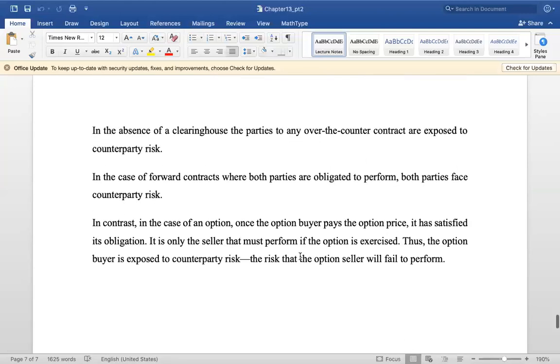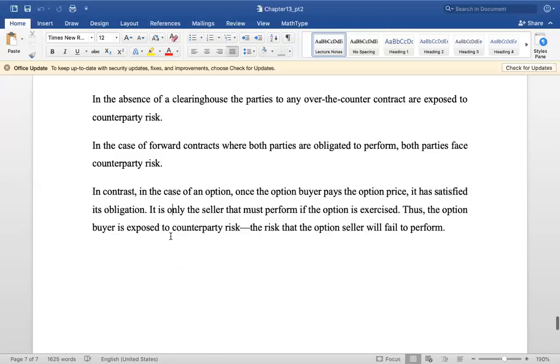In the absence of the clearing house, there is now a counterparty risk. In the case of a forward contract, where both parties are obliged to perform, both parties face the counterparty risk. In contrast, here the counterparty risk is only for the buyer, not for the seller, because the seller has already been paid, and the buyer has already paid his obligation, which is the option premium. Now, for the buyer, the seller must perform.